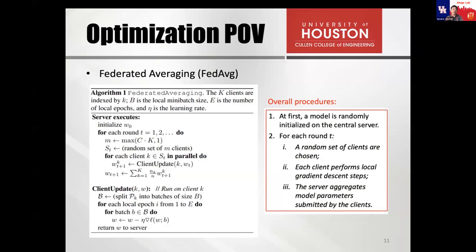And from the optimization point of view, typically they are using the vanilla algorithm called federated averaging. So basically, at first the model selects a random initialization, and after that they randomly select a set of clients and sample them. And after that, they perform a local gradient descent method to improve their performance. Then they aggregate the information and go to the next round. So this is basically how federated learning works from the optimization point of view.